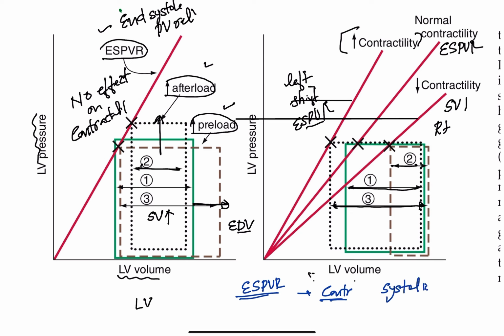If there is a left shift of either the PV curve or ESPVR, okay, contractility will increase and end systolic volume will decrease in case contractility is more. On the other hand, if end systolic volume is more, contractility is less, okay, so the shift will be to the right side.